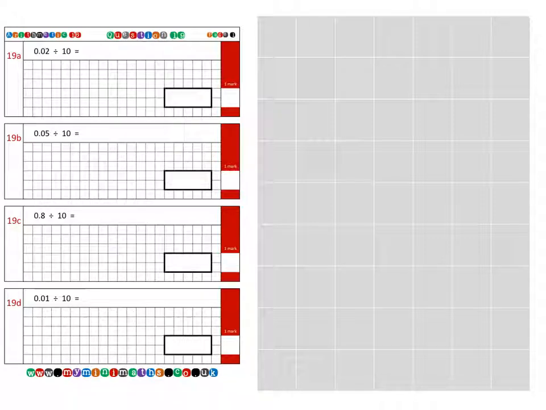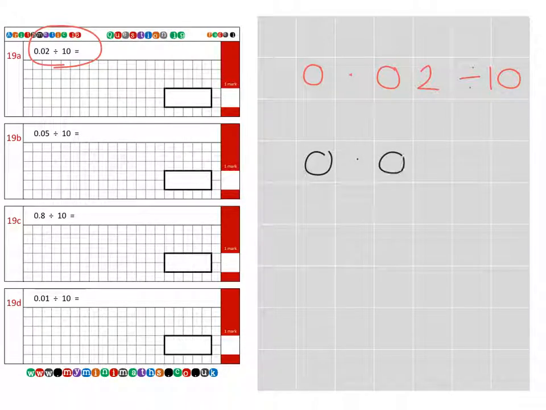So first of all, we're going to be looking at question 19a, which is 0.02, and we're dividing that by 10. Now, because we are dividing by 10, our number will move one space to the right to make it one space smaller. So if we write out the original value, 0.02, and then we move it one space to the right to make it one space smaller, which is obviously 10 times smaller.